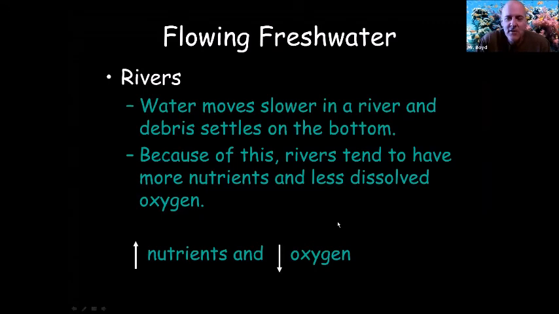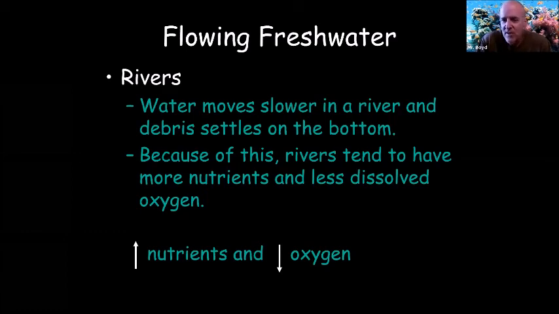Okay, so some characteristics of flowing fresh water. Water moves slower in a river. Okay, so we're talking about rivers now versus streams. Rivers move slower. The debris settles at the bottom. Because of this, they tend to have more nutrients and less dissolved oxygen. Think about a stream flows down from the mountains. It starts to level off and it becomes a river. The river is in flatter areas, so the water is not going to be moving as fast.